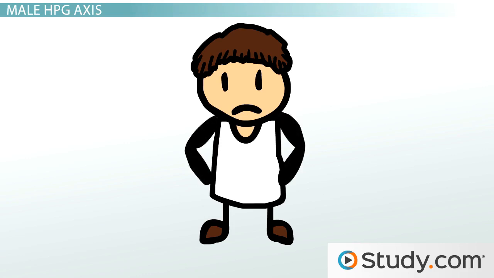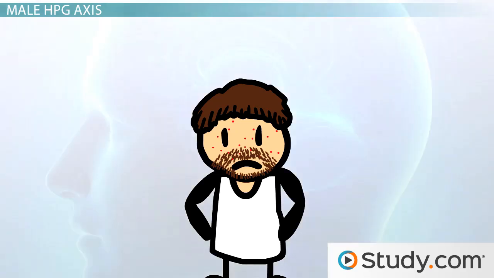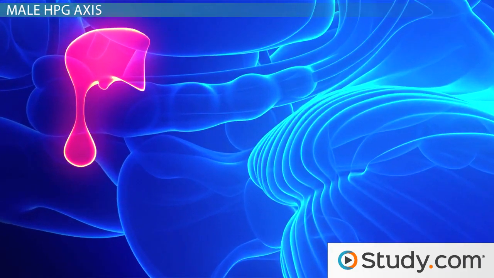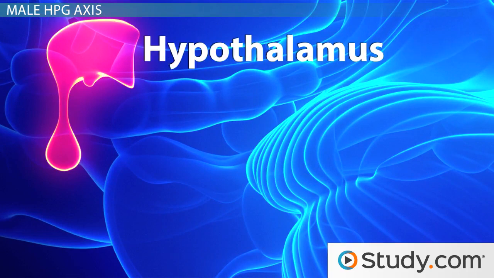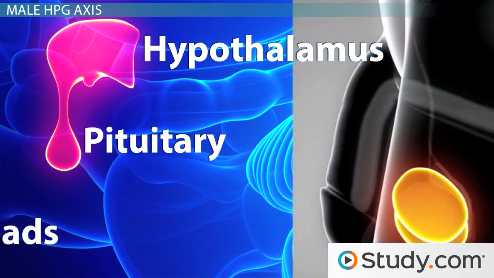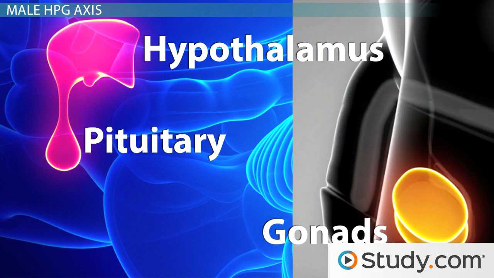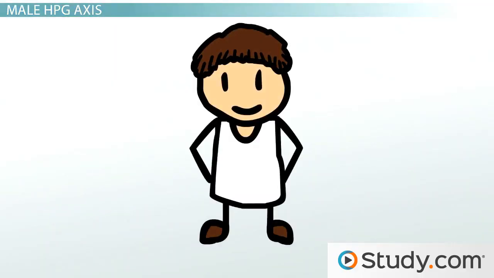But ever wonder what causes all those changes? Why does your voice all of a sudden sound like it's broken? Or your face turn into a breeding ground for pimples and your hair just starts growing all over the place? Well, behind it all are three very important structures: the hypothalamus, the pituitary, and the gonads, or testicles in the case of males. Together, these structures make up what is called the HPG axis. And it all begins in the brain.